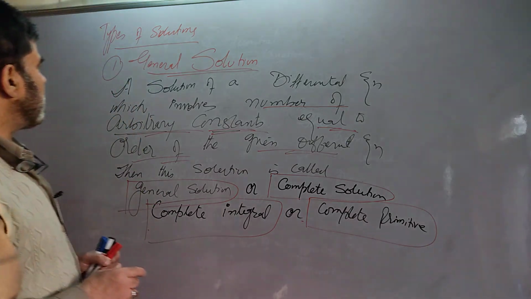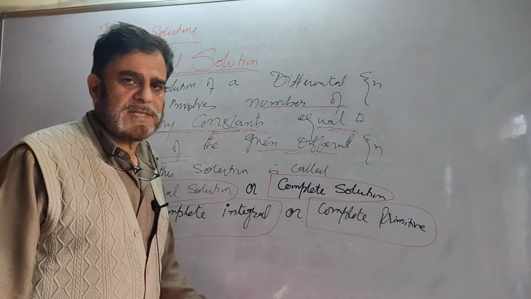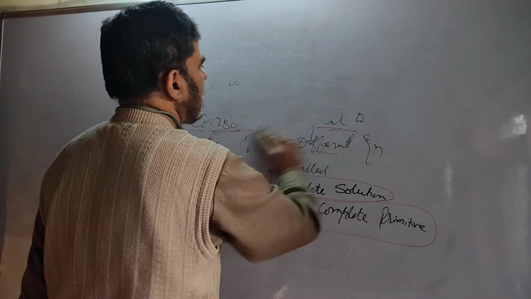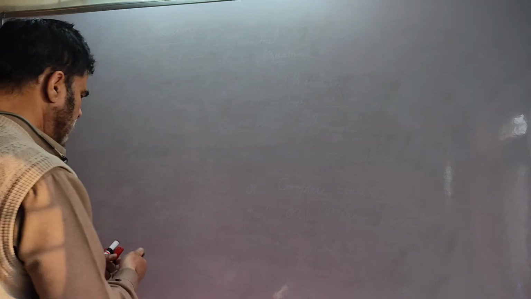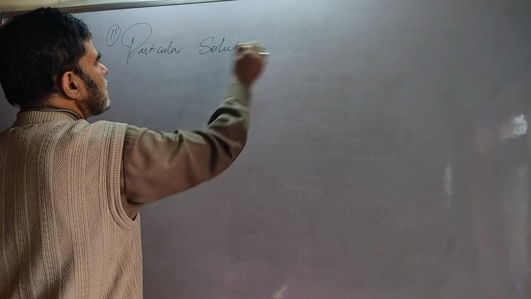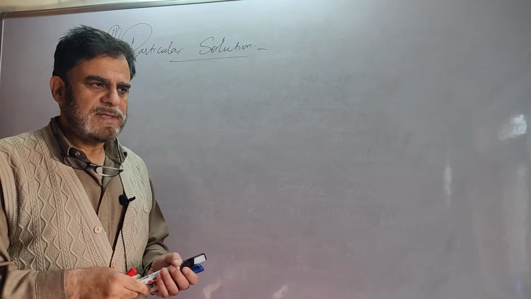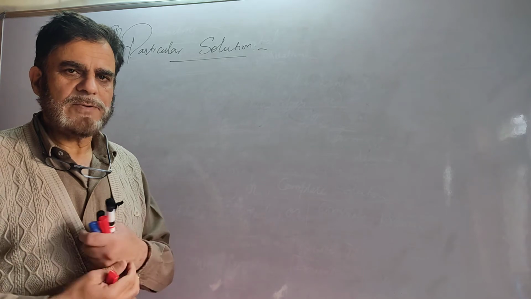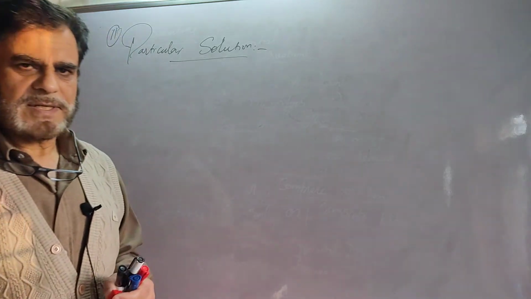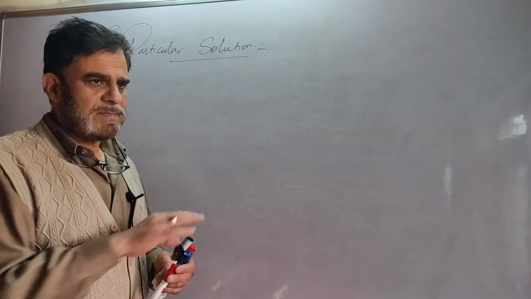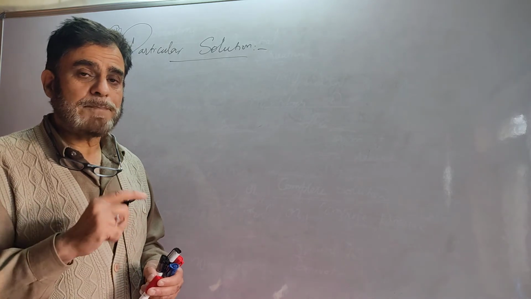Is it clear? Now let us go to the second type. It will be the particular solution. What is a particular solution? What we mean by particular solution is if we give particular values or fixed values to the arbitrary constants. In the previous solution, you will have the constants equal to the order of the differential equation. But in this solution, you don't have the constants. Actually, constants are replaced by some particular value or fixed value.